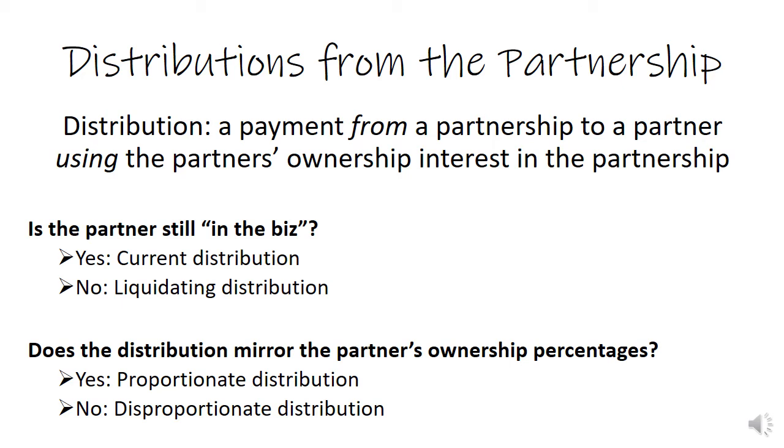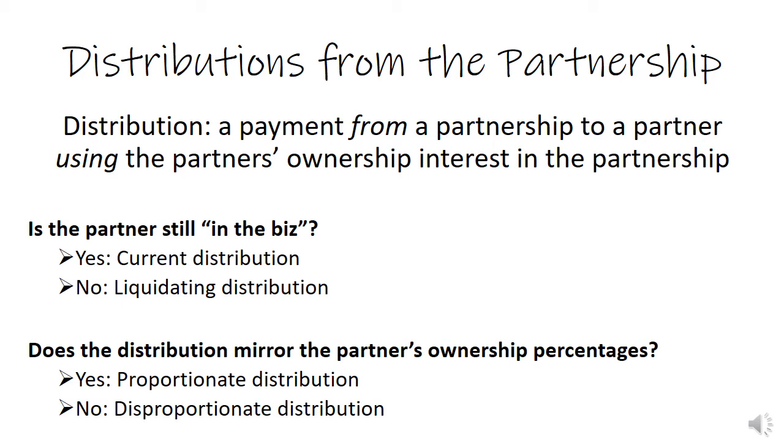There's 2 different types and subtypes of distributions. The first is based on whether the partner is still in the partnership. If they're an active partner, it's a current distribution. But if the partner is leaving the partnership or the partnership is dissolving, it's a liquidating distribution.